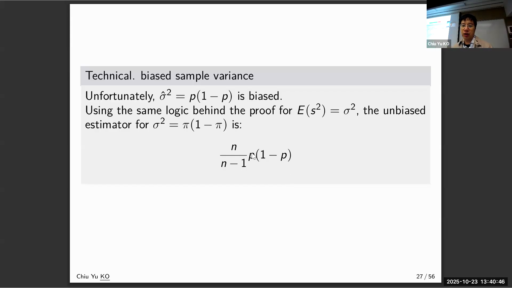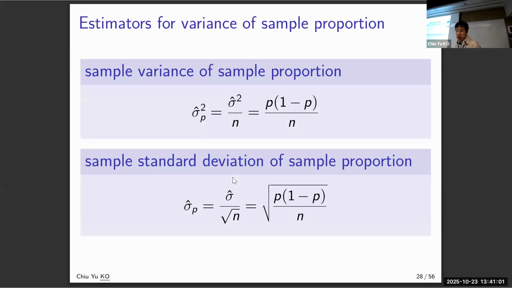And because also p times 1 minus p will be small, right? So it doesn't really matter anyway. So that's why we do that. But if you are serious, we won't do that. Okay. So these are all the formulas we have for the binary data.